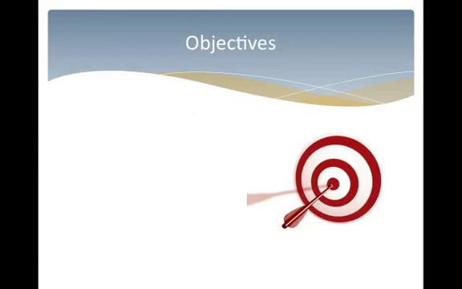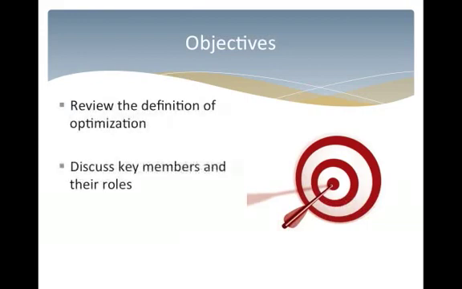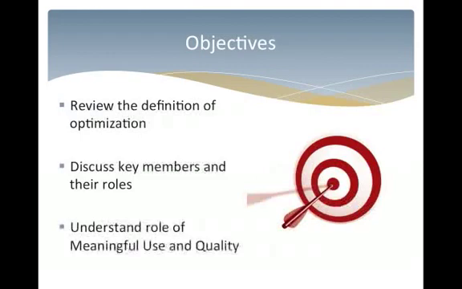However, the health center must commit to maintaining and optimizing its use for patient care, quality, and user satisfaction. It is important that you, as an implementation team member, have a good understanding of the following: what optimization means, key team members and their role in the certified complete EHR maintenance and optimization, and knowing the role that initiatives like meaningful use and quality play in optimizing your system.